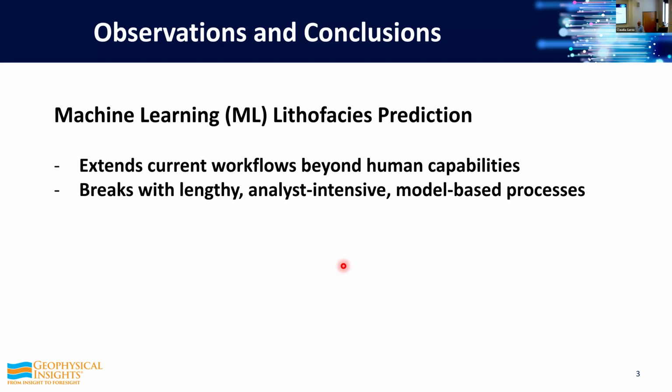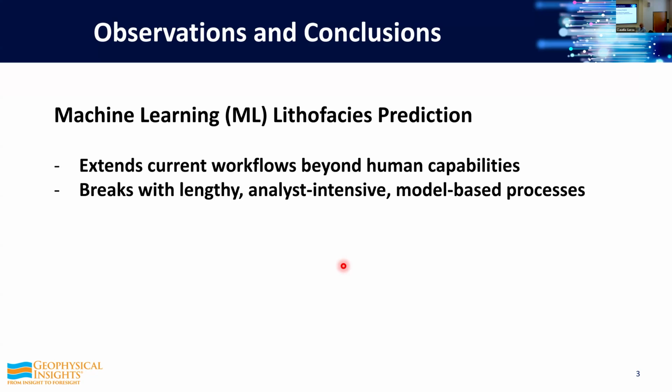Okay. Another thing that we can do with machine learning, or that we have been doing with it, is that it breaks with lengthy, analyst-intensive, model-based processes. That is, we have been doing inversion, trying to get from the seismic information from the well using forward deterministic models, physical models. We have the AVO equations, or the Zoeppritz equations, the approximations, and we try to make the data fit that particular model so that we can do an inversion and obtain from the seismic, in this case, impedances and probably densities. This can be very time consuming.